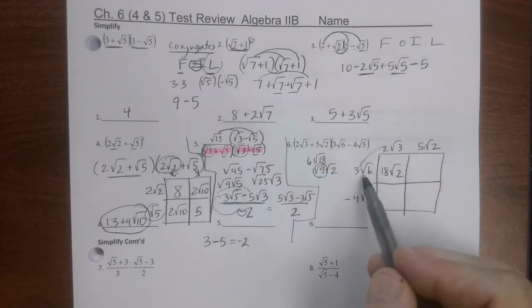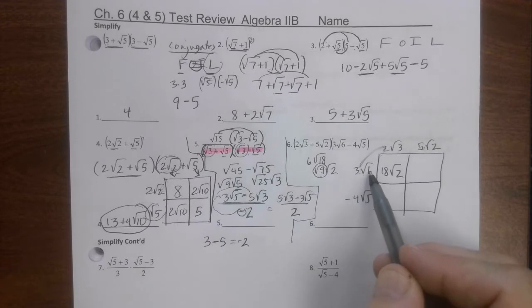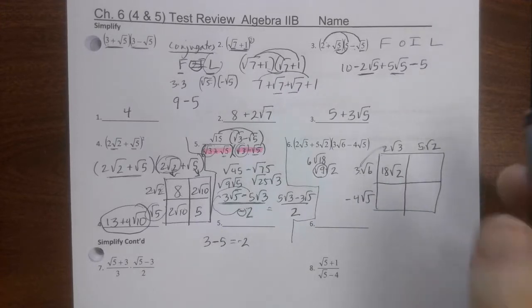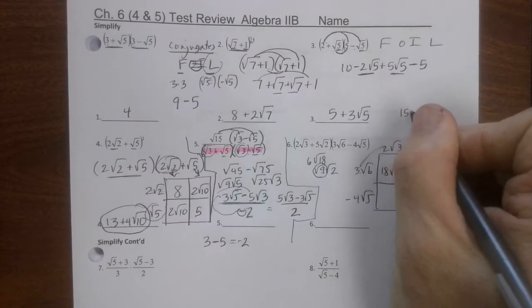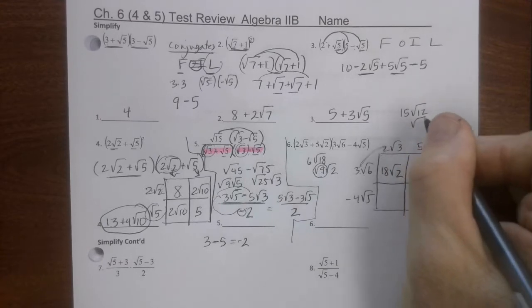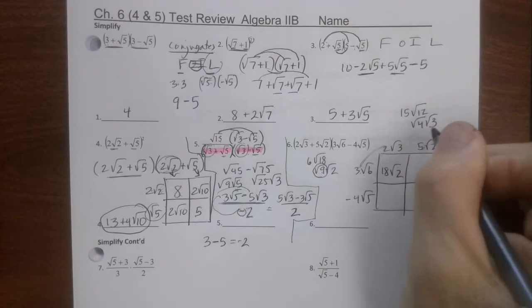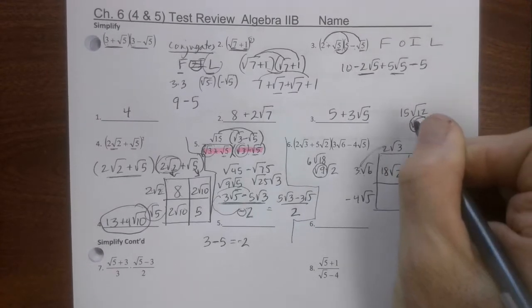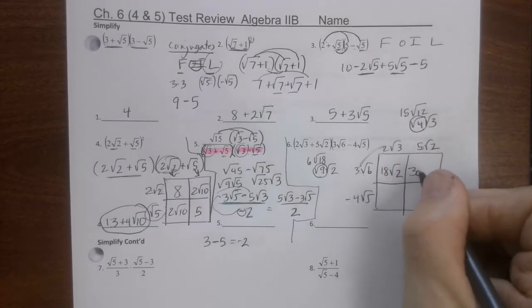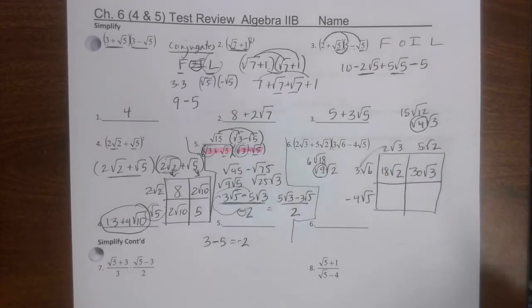Now I'm going to do the same thing here and here. 5 times 3 is 15. Square root of 6 times the square root of 2 is the square root of 12. So I get 15 square root of 12. But I know the square root of 12 breaks down to 4 and 3. Now what's the square root of 4? 2. 2 times 15 is 30 square root of 3.